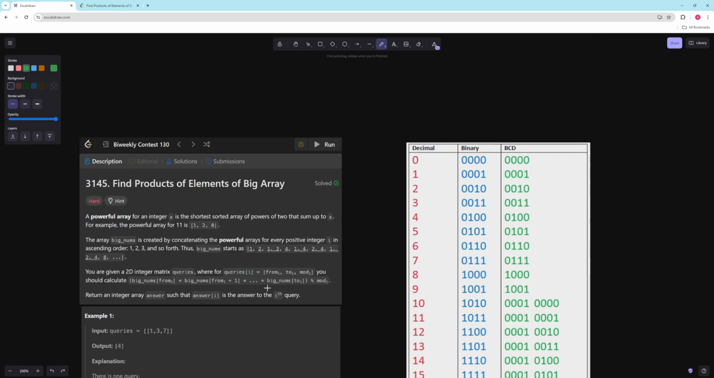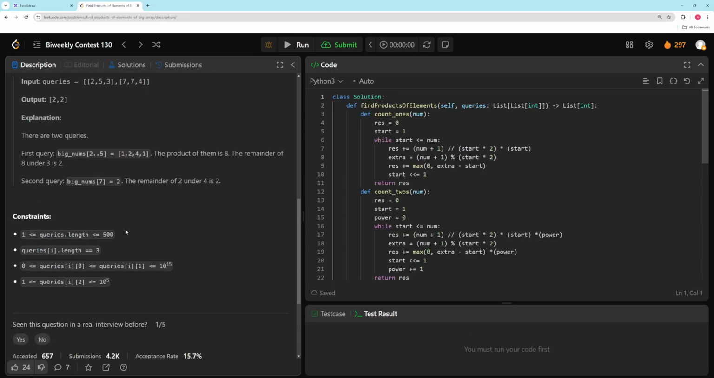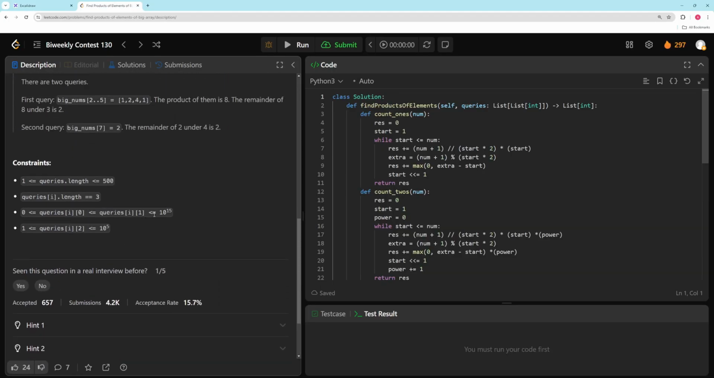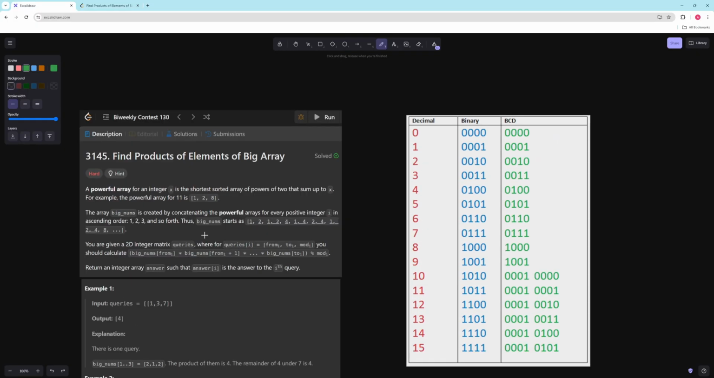Okay. So basically, you can't do this, and you can actually look at the constraints. They're too big to actually make out this big_nums array, because the big_nums array can be up to 10 to the 15th. So obviously, you can't just make it and then do the query, because that wouldn't be a hard problem anyway.